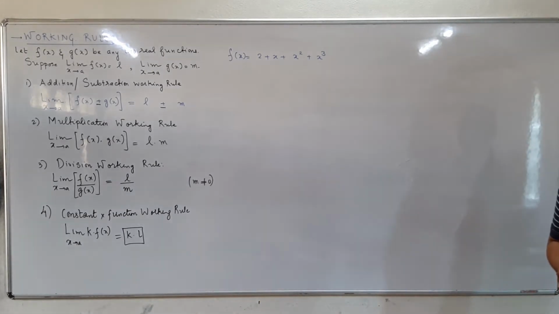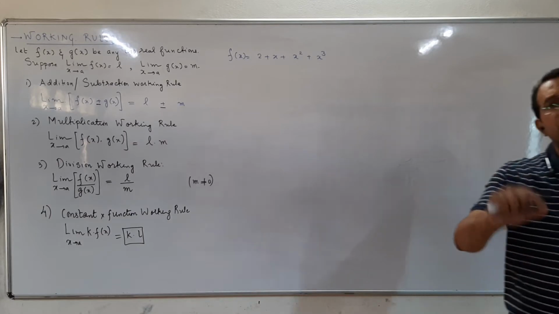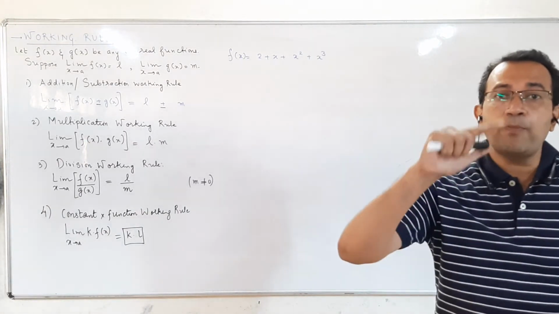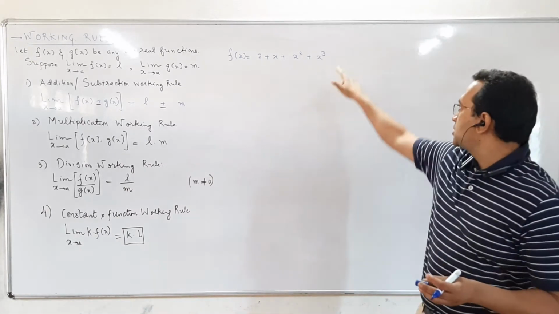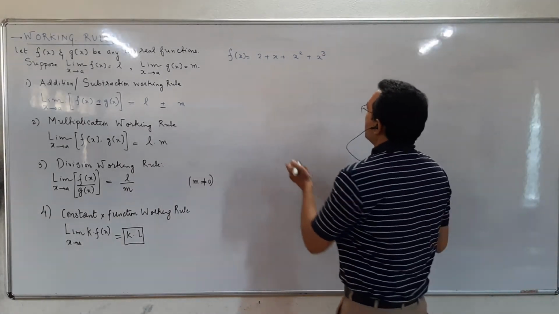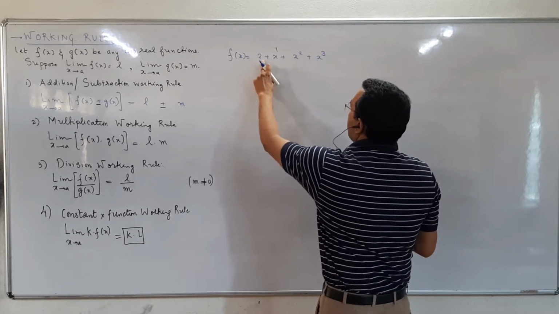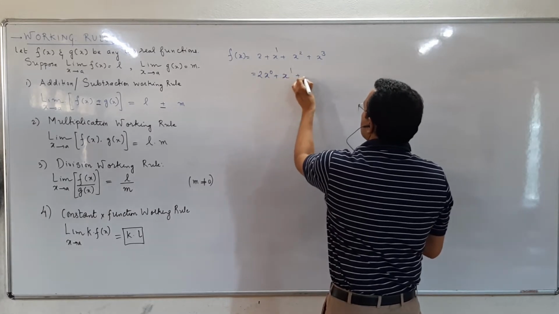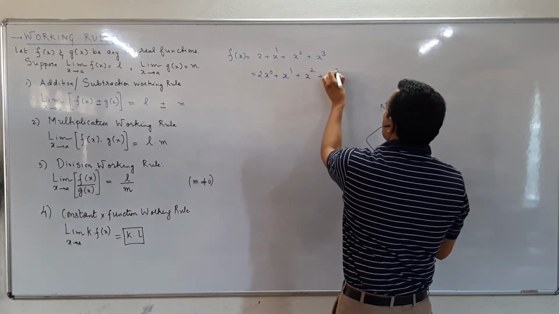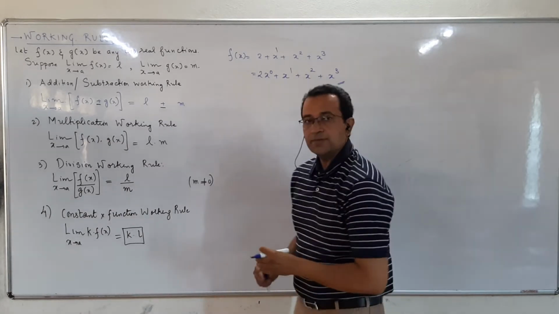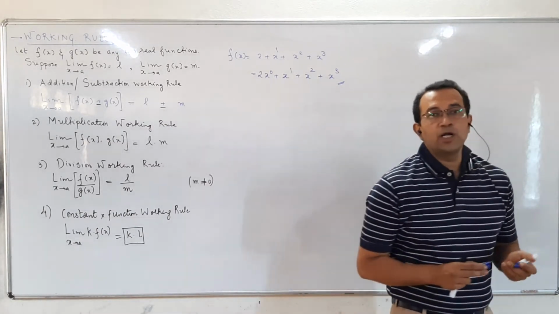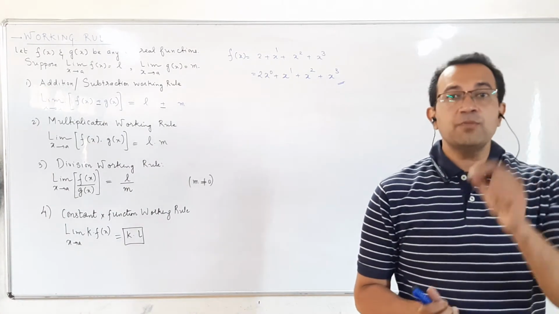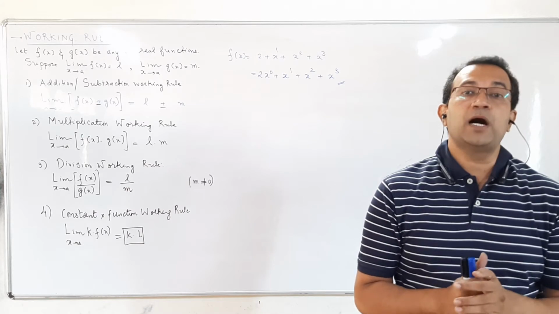This is the polynomial. A polynomial is an equation in x where all the terms of x will have power as integer. 3 is an integer, 2 is an integer, nothing means power 1, and here power is 0. 2 into x raised to 0 plus x raised to 1 plus x raised to 2 plus x raised to 3. So polynomial is nothing but a function in x where each term of x will have integral power.